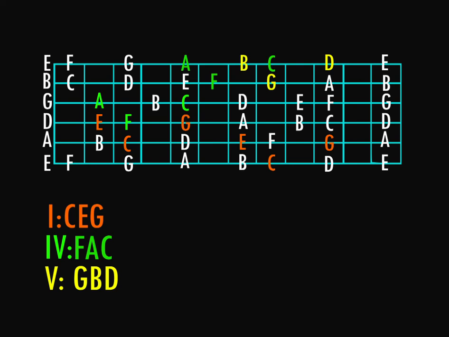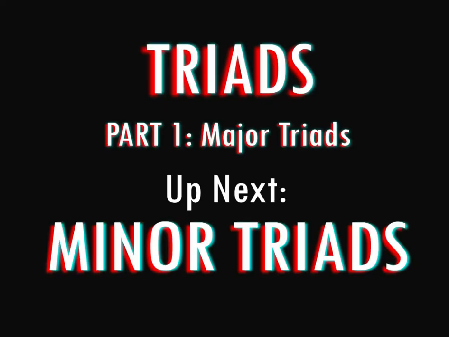And like all triad shapes, these are movable. So when you find one pattern like this, you can move it up and down the neck. Here's an example of that. That was me moving from an F major triad up to a G major triad using the same shape. This concludes part 1. In the next video, we will look at minor triads.